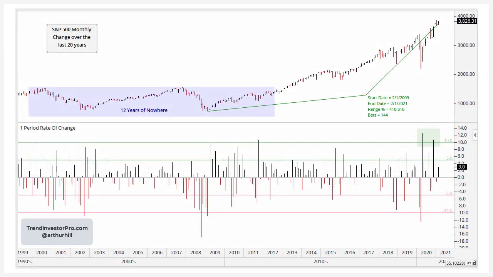So here's a monthly chart of the S&P 500 going back 20 years. And you can see basically a lost decade there when we went sideways after the dot-com bubble burst. And then we had the big breakout and we had the monster bull run into the highs in 2020 and now 2021. So we're up like 400% from these March 2009 lows.